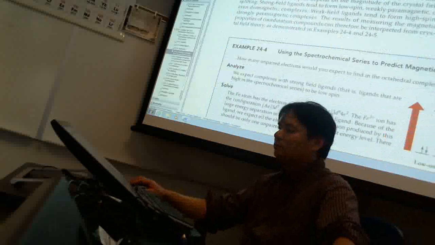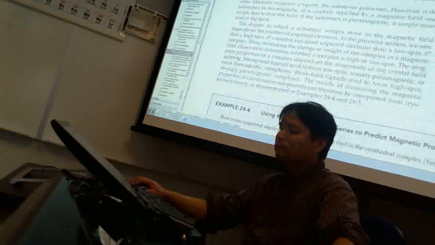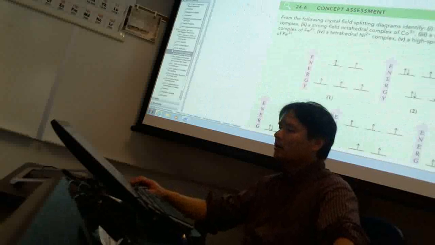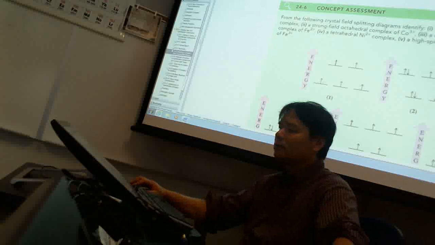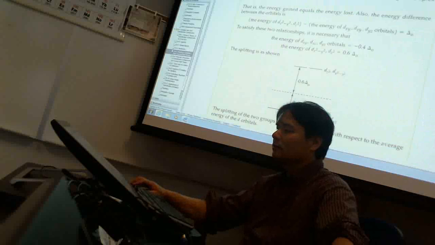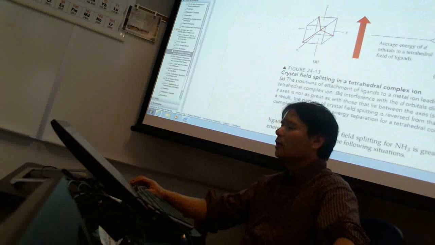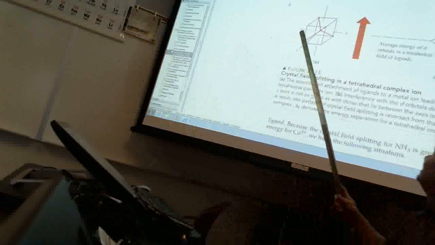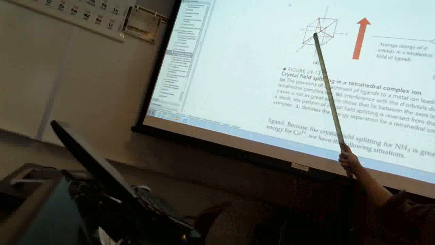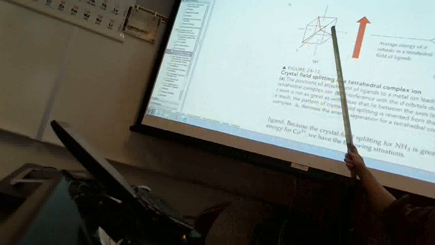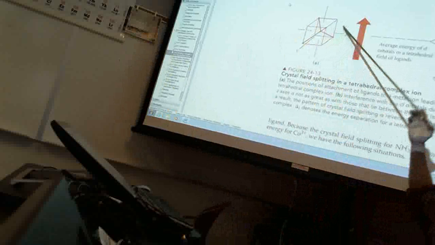All right, let's take a look at something else here. Other patterns. Not only do we have octahedral complexes, we also have tetrahedral complexes. Now, the way we're going to bring the ligands here is in the middle of this quadrant.